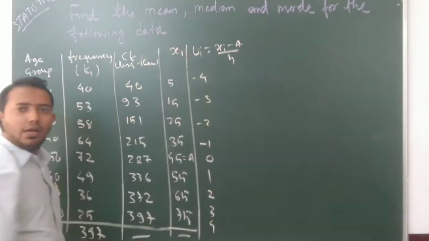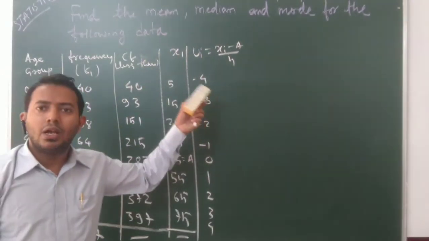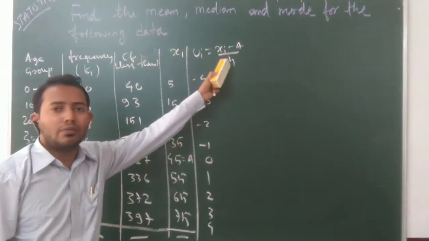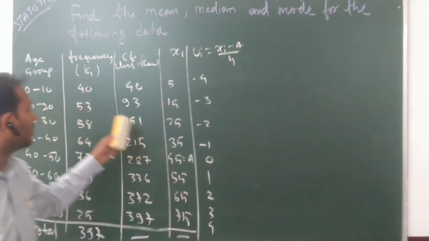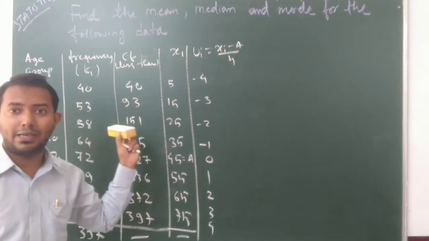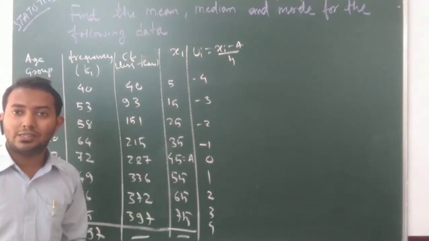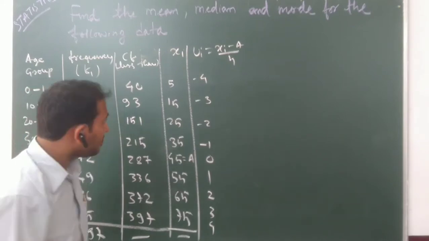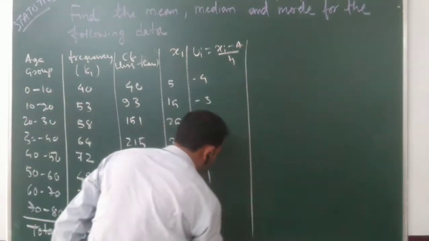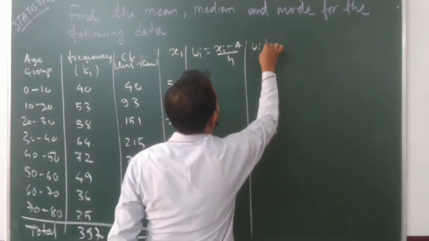Just write the formula, no need to solve it. Or if you have a doubt, substitute the value and you can see that you will get this value, one. Reason? Because the small h, that is the class size, is fixed. That's why you can apply this trick. Now we need to find u1 f.